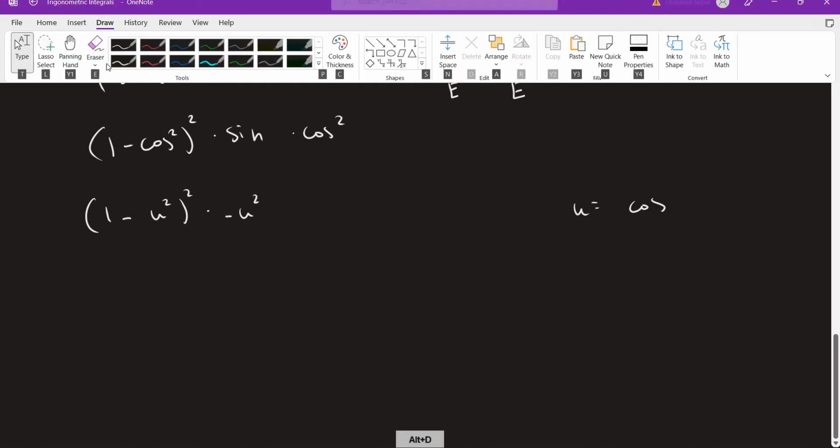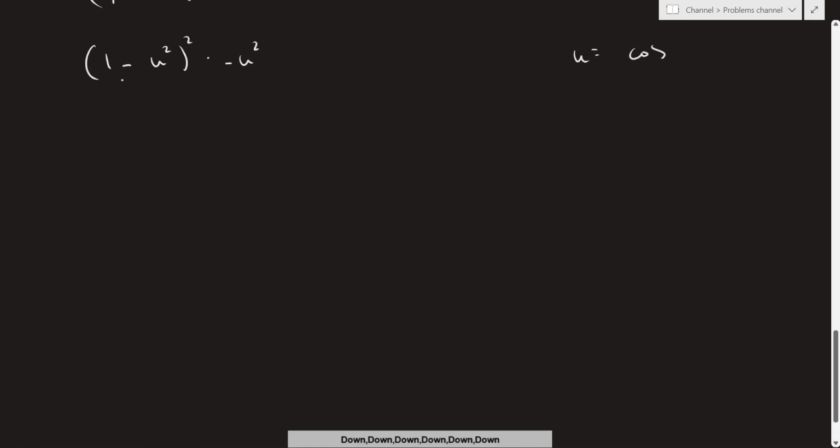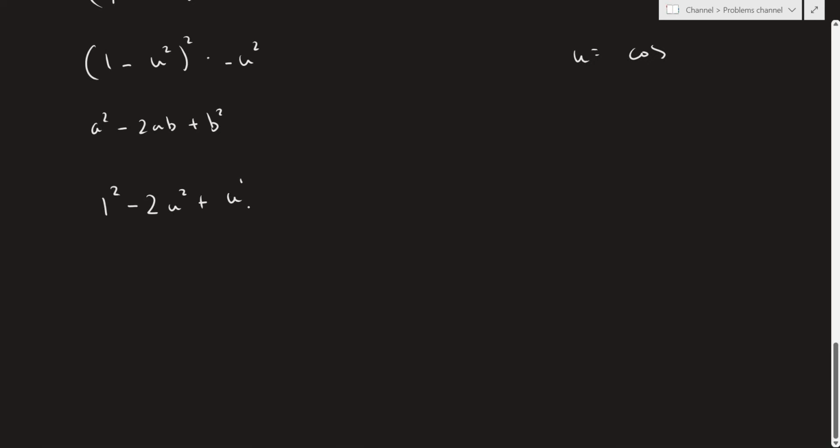Okay, now let's expand. So (1 minus u squared) squared is a squared minus 2ab plus b squared, which in this case is 1 squared minus 2 times 1 times u squared plus b squared, which is u power 4. Okay, and then times negative u squared. So negative u squared times 1 is negative u squared. Negative with negative 2u squared is positive 2u power 4. When we multiply, we add the powers. Okay, and same thing here, u power 4 times u squared, but it's negative. So negative u power 6.